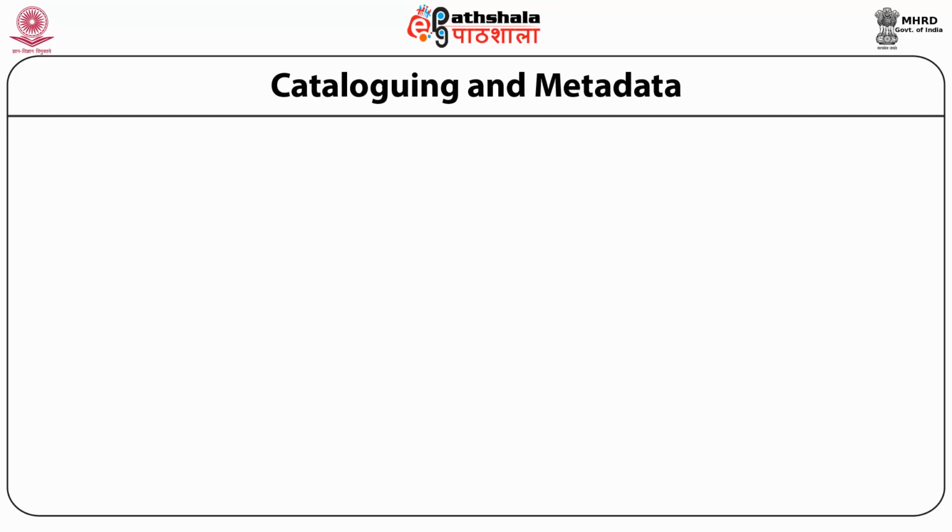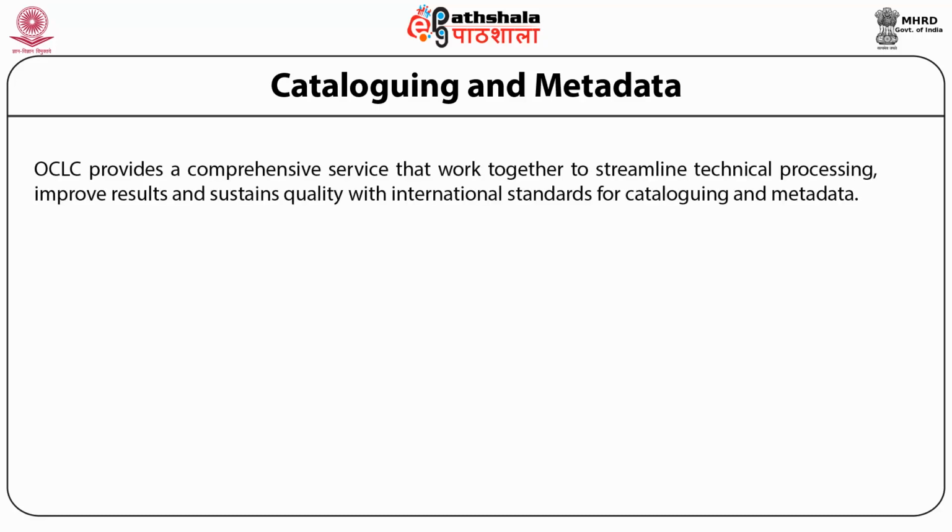You know that OCLC was basically started with a cooperative cataloging or union cataloging purpose. Now over the years, with the advent of computers and digital collections, cataloging and metadata, although they are synonyms, have different connotations. So now OCLC provides a comprehensive service that works together to streamline technical processing, improve results, and sustain quality with international standards for cataloging and metadata. It has a number of functions and facilities. So let's talk about those facilities and functions.